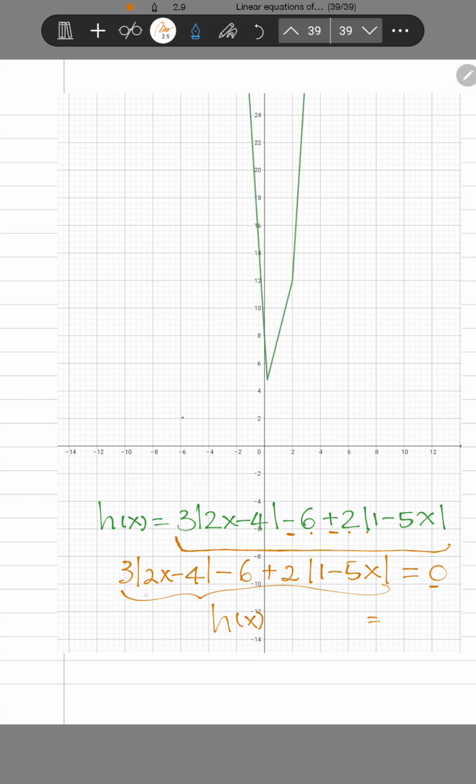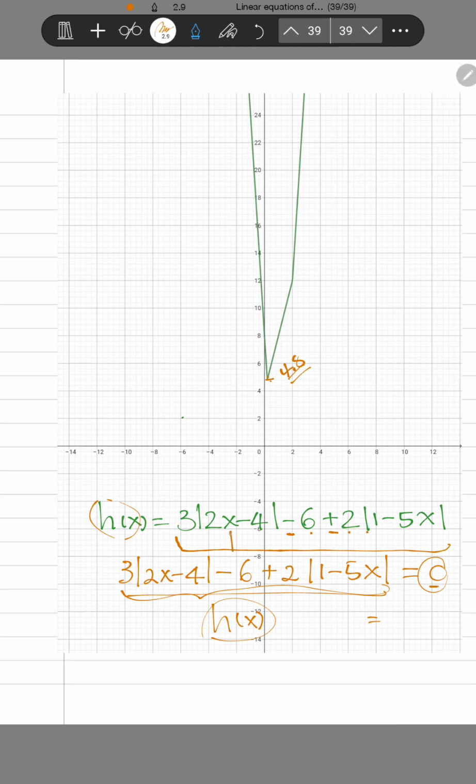Is there an intersection point between h of x and the x-axis? That is the meaning of this equation. Nothing is there. You can see the graph starts at about 4.8, the y value is 4.8. If we want to know the corresponding x, we can put 4.8 in place of h of x and solve that one. So there is nothing. The graph is above 4.8.